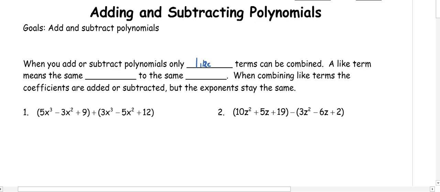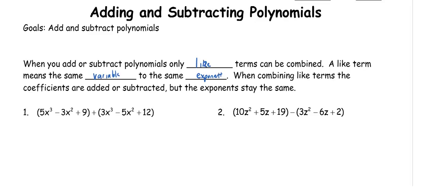A like term means that it is the same variable to the same exponent. When combining like terms, the coefficients are added or subtracted, but the exponents stay the same. So in order to combine like terms, if there's parentheses, the first thing we have to do is get rid of the parentheses by using the distributive property.